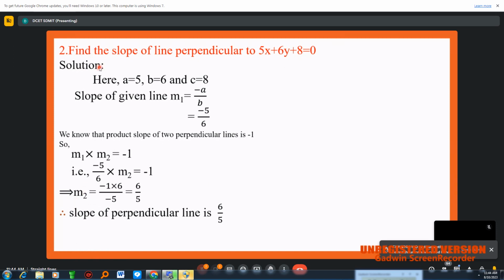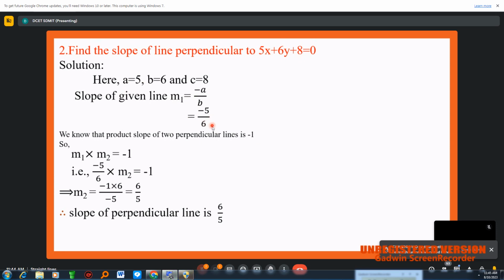So the next question is: find the slope of a line which is perpendicular to 5x plus 6y plus 8 is equal to 0. We have to find the slope of a line that is perpendicular to this line, right? So now here a value is 5, b value is 6, c value is 8. So now the slope of this line, I am taking it as m1, that is minus a by b, which is nothing but minus 5 by 6.